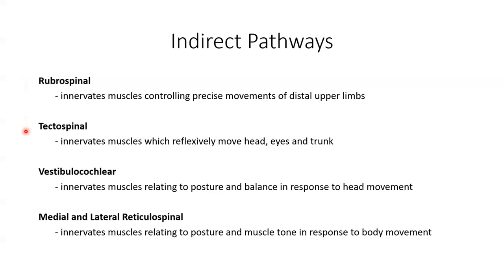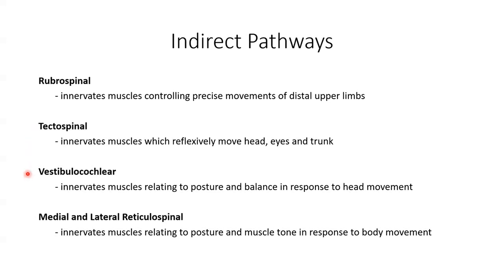The tectospinal pathway also innervates contralateral muscles, so muscles on the opposite side of the body. But in this pathway, they innervate muscles which are reflexively moved in the head, the eyes, and the trunk in response to visual or auditory stimuli. So, for example, when you hear a really loud bang or something makes a really loud noise and you kind of pull your head away reflexively, the tectospinal pathway will be involved with that movement.